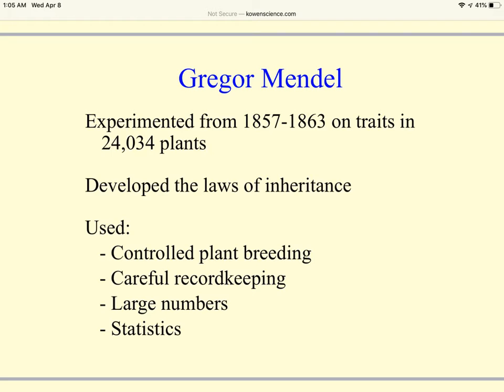He developed 3 laws of inheritance that are going to be important for you to know. He used controlled breeding. He took very careful documented notes. He had large numbers of pea plants, and he was able to look at the statistical results of those large numbers of pea plants. He also came up with some very important terms that will be key for you to understand in order to succeed in genetics.